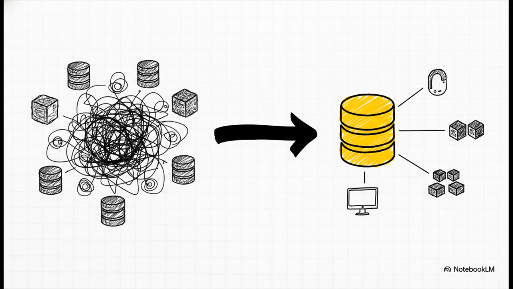But what if there was a better way? What if you could consolidate all of that? What if you could create one single high-performance pool of storage that all of your applications could share? Well, that's precisely what we're going to explore today with Azure's Elastic SAN.